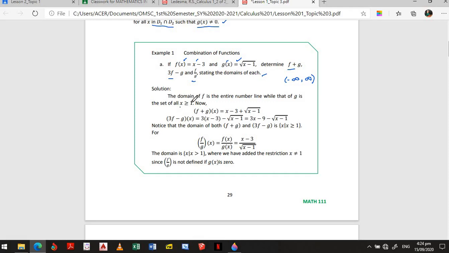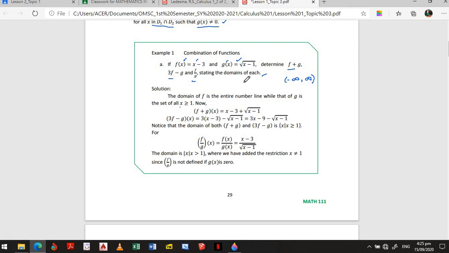Then if our x is greater than 1, say 2, 3, 4, or 5, then this function can also be defined. G of x can also be defined since square root of 2 minus 1 can be defined, 3 minus 1 can be defined, 4 minus 1 can be defined, and so can 5 minus 1. Okay? But if our x is less than 1, say for example negative 1.